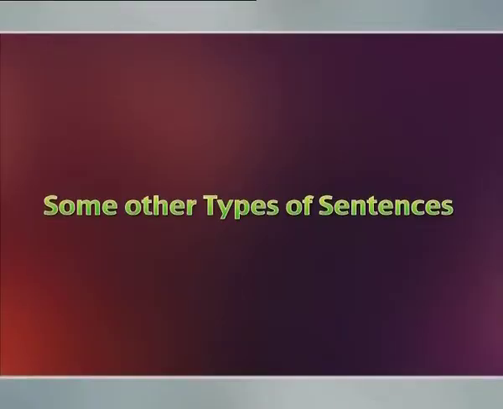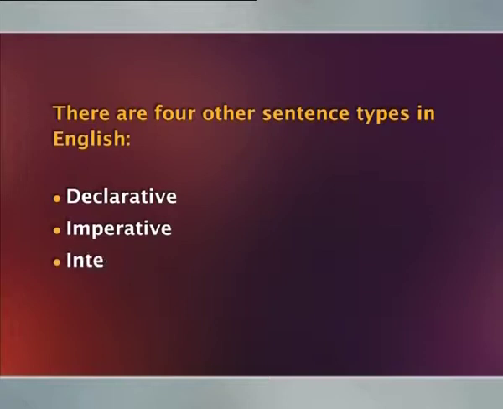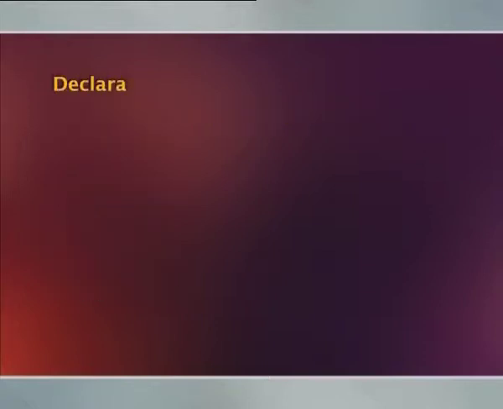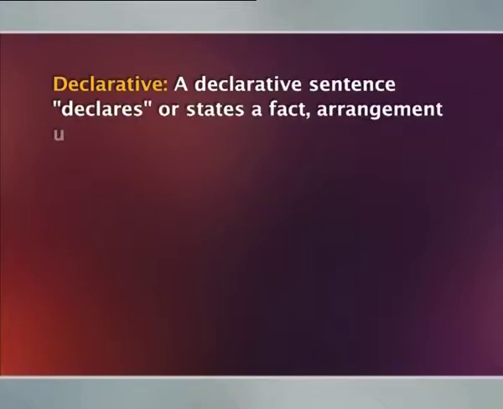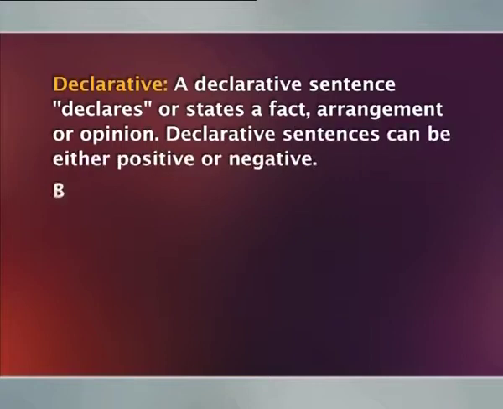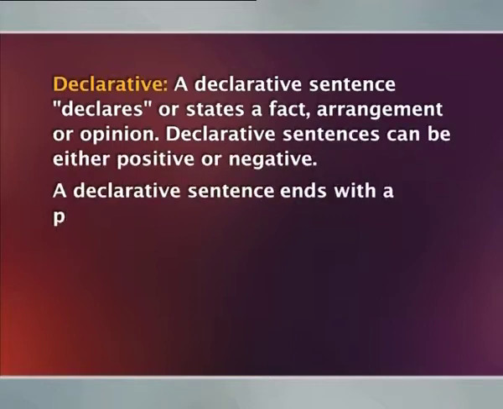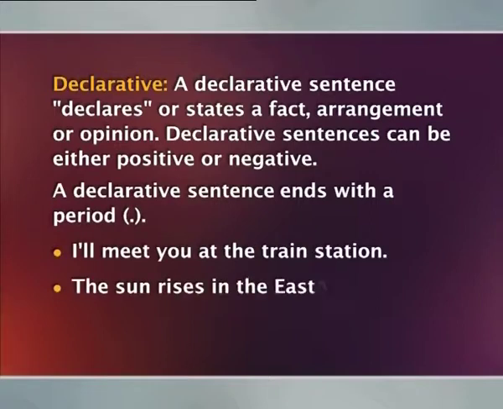Some other types of sentences. There are four other sentence types in English: declarative, imperative, interrogative, and exclamatory. Declarative. A declarative sentence declares or states a fact, arrangement, or opinion. Declarative sentences can be either positive or negative. A declarative sentence ends with a period, that is a full stop. I'll meet you at the train station. The sun rises in the east. He doesn't get up early.